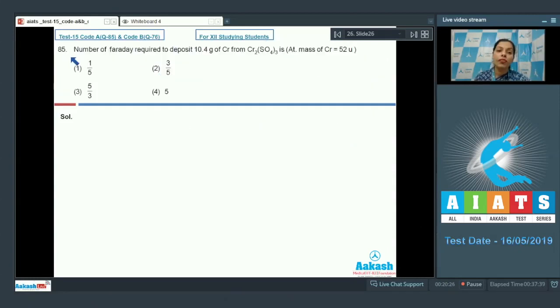After this, question number 85. Number of Faraday required to deposit 10.4 gram of chromium from Cr2(SO4)3 is. Atomic mass of chromium is also given, that is 52 u. Let's check. We have the process in which Cr2(SO4)3 is getting changed into Cr. It is getting deposited in the form of chromium.